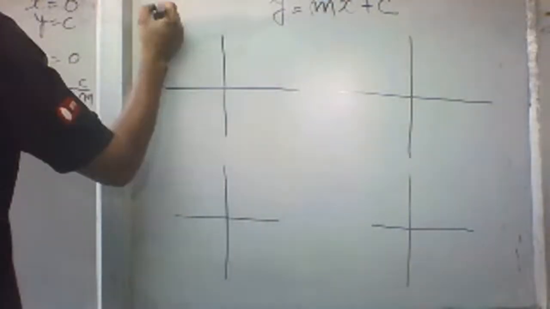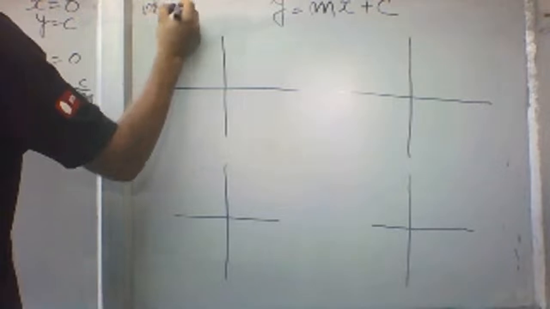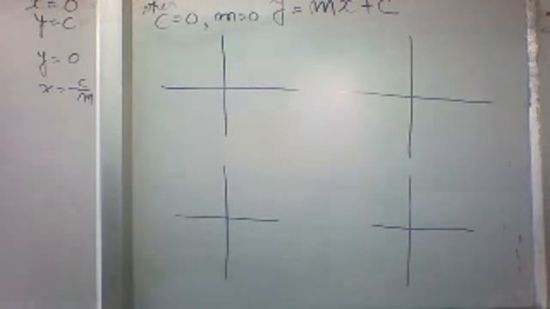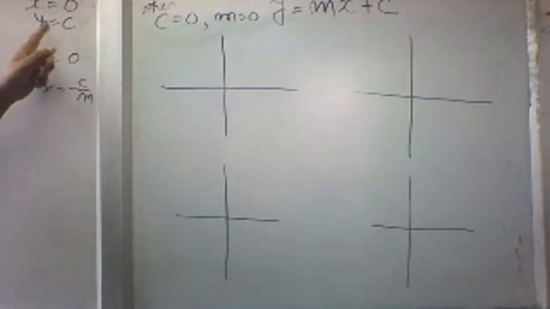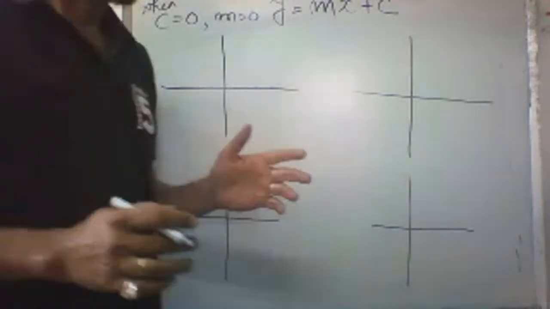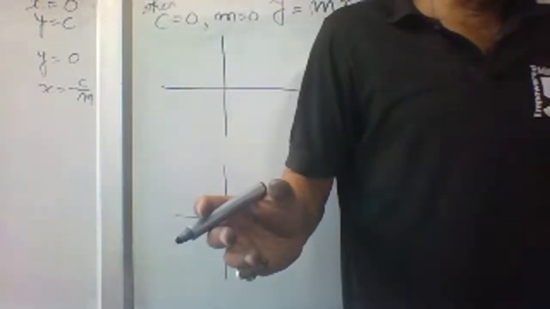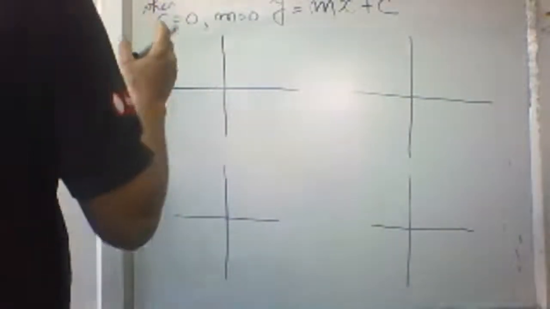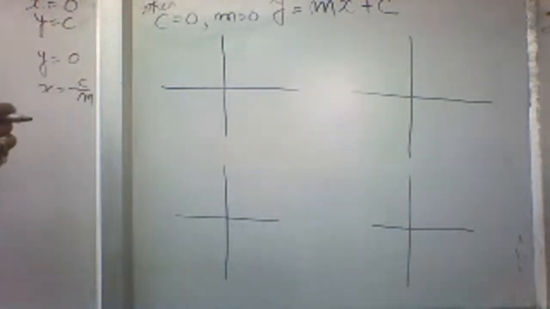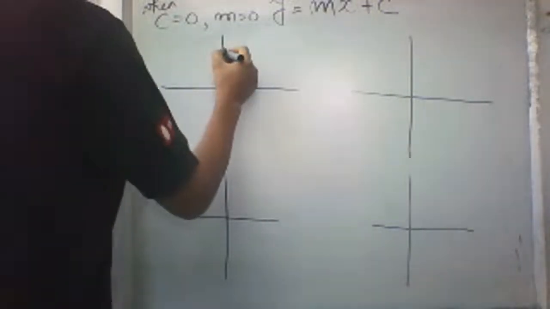The first condition is when c is equal to 0 and m is equal to 0. What happens? When c is equal to 0, y will also be equal to 0. Did you get what I am saying? If c is equal to 0, then y is going to be 0. It means if y is going to be 0, at that time this is the point we will make.